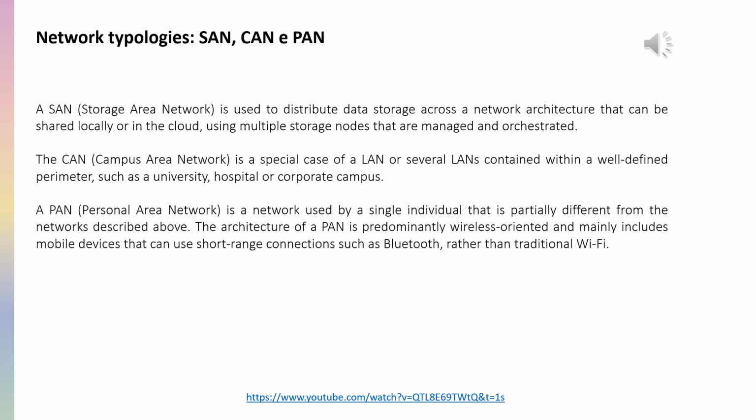A PAN, Personal Area Network, is a network used by a single individual that is partially different from the networks described above. The architecture of a PAN is predominantly wireless-oriented and mainly includes mobile devices that can use short-range connections such as Bluetooth rather than traditional Wi-Fi.